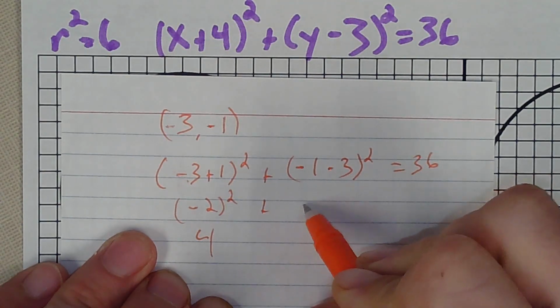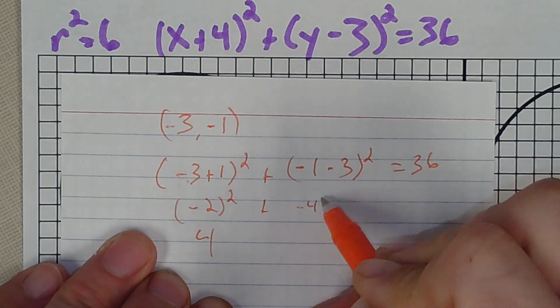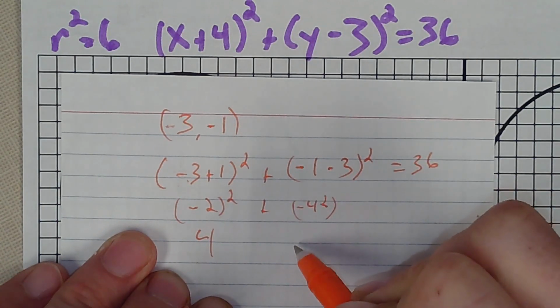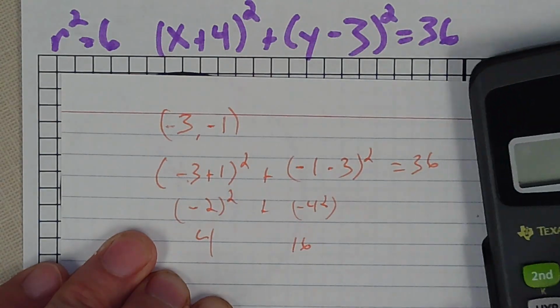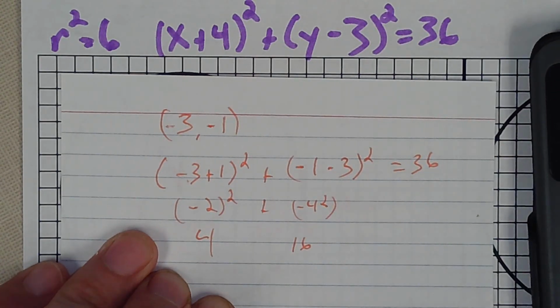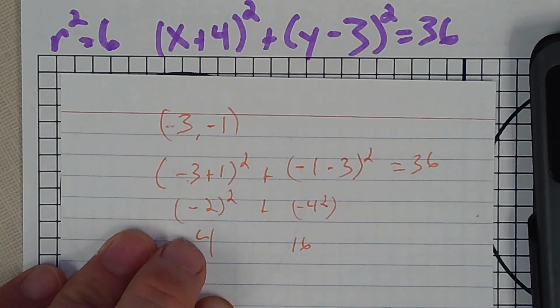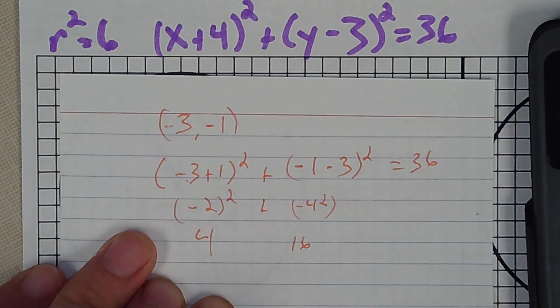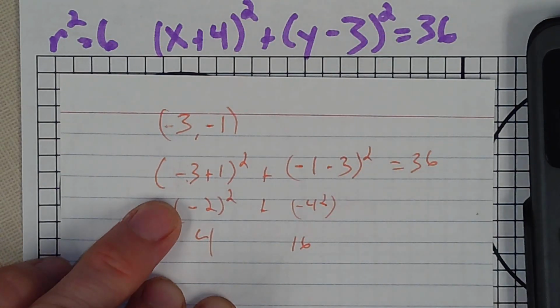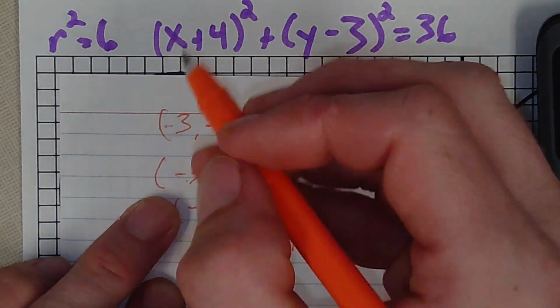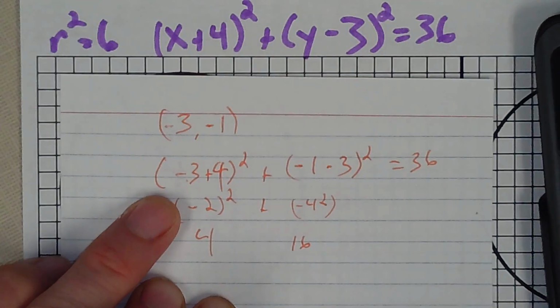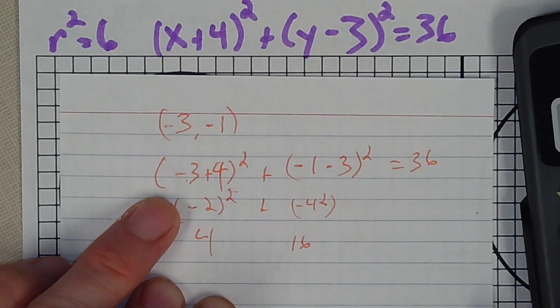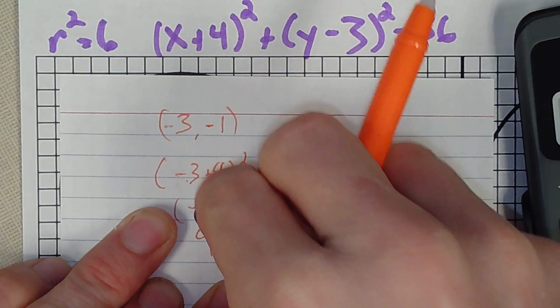-4 squared is going to be 16, so 14, did I do that right? Let's see, -3 plus 4 is 1. That's going to be 17, wait, is that 17? No, it's going to be -3 squared plus 4. I made an error there.